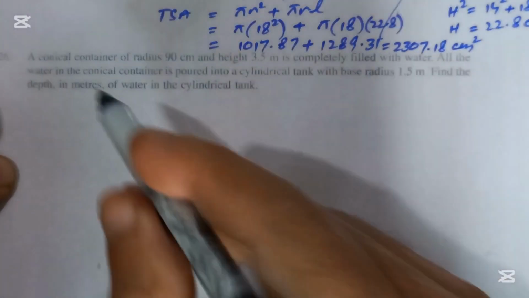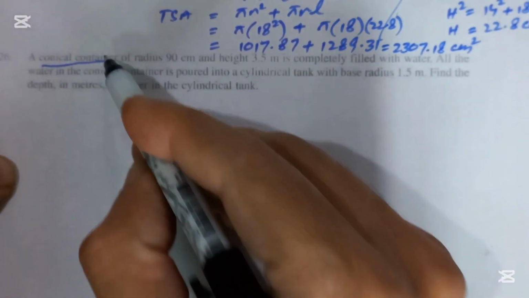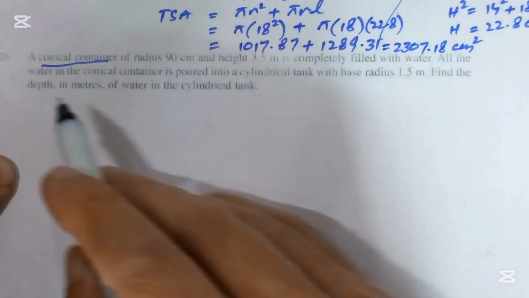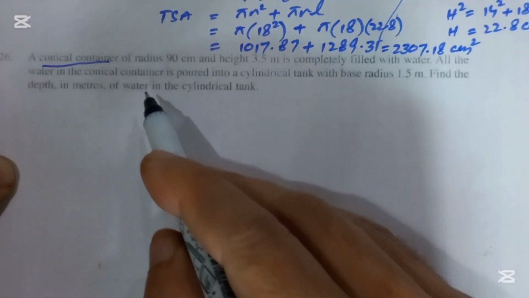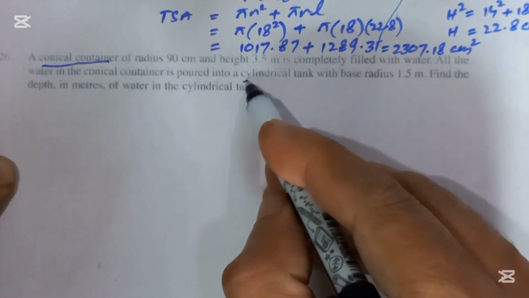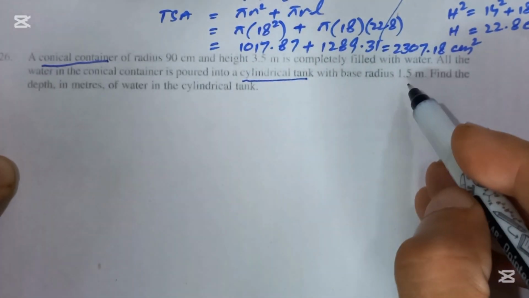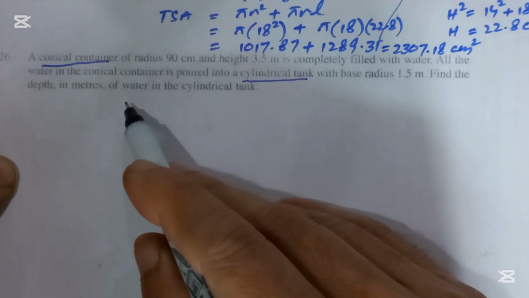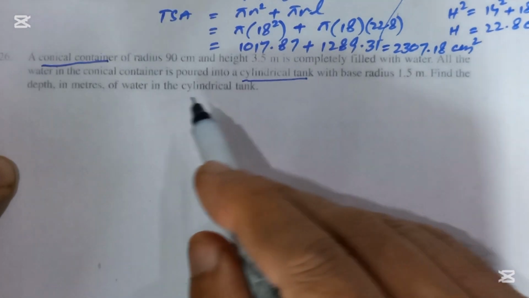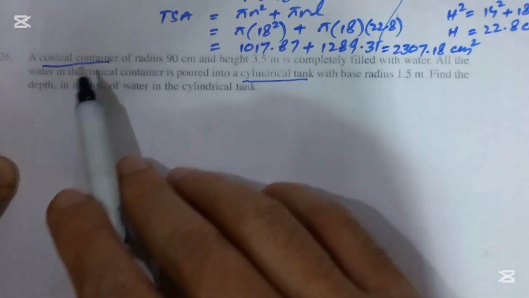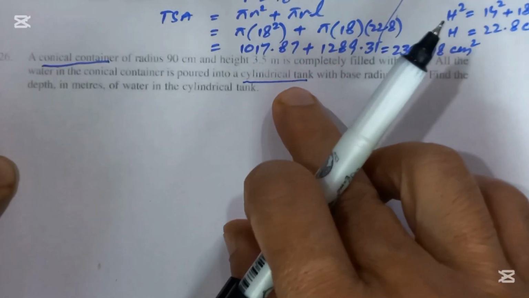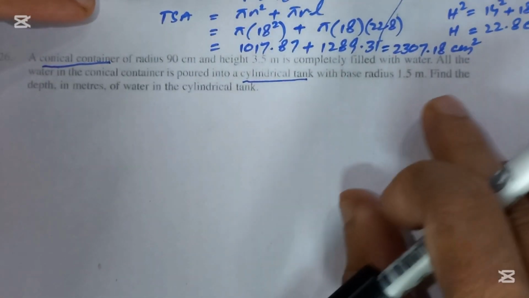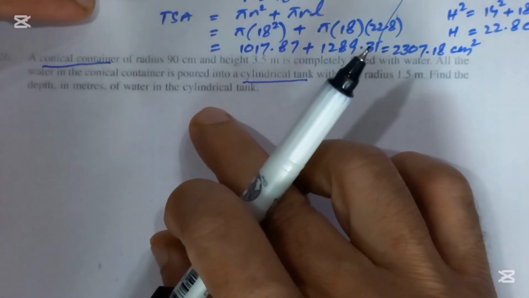Statement of question 26. A conical container of radius this and height this is completely filled with water. All the water in the conical container is poured into a cylindrical tank with base radius this. Find the depth in meters of water in the cylindrical tank. So a conical container's volume is going to be poured into the cylindrical tank. Requirement is to find the depth of the water in the cylindrical tank.